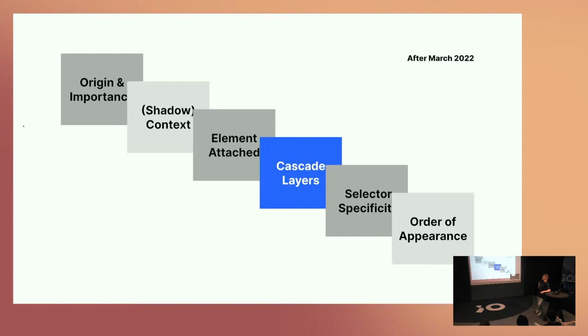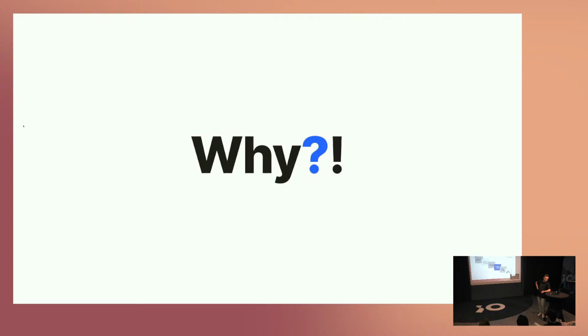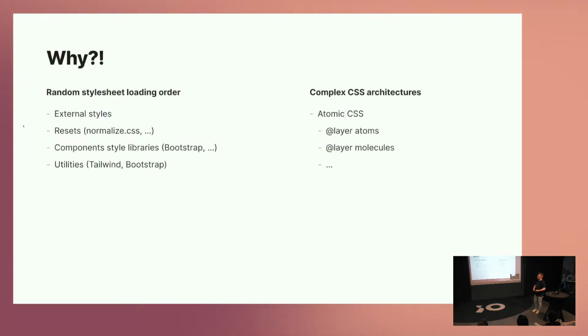So, cascade layers. Why did I say after March 2022? I will not tell you now. I will first tell you why we want to use cascade layers. What are the use cases? Well, I see interesting use cases in loading style sheets in a random order. Gone are the days that we had to think about what file came first and then the other one. Like 2005, where we all had to load jQuery as the first JavaScript file and then all the rest because they had a $ sign within.